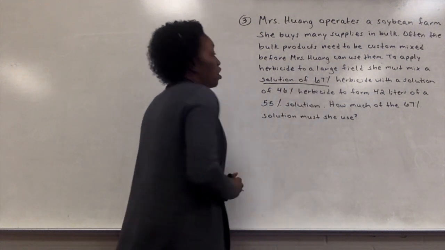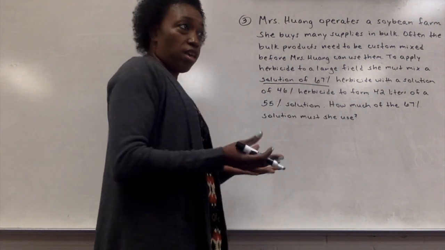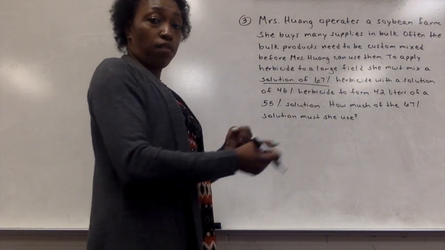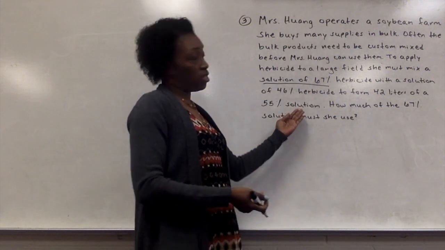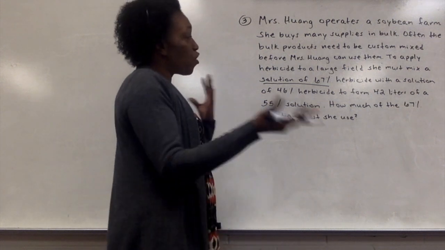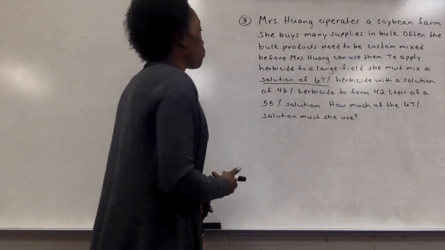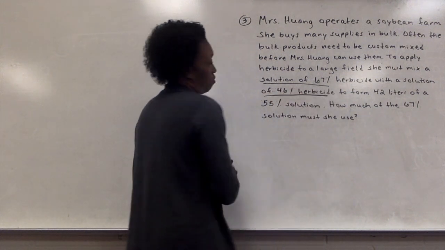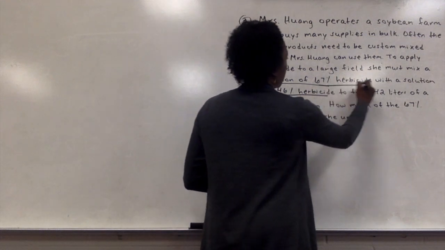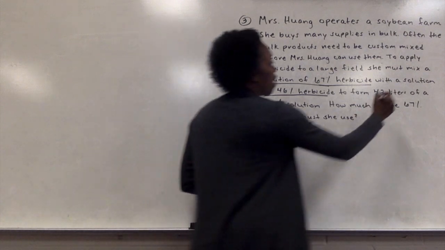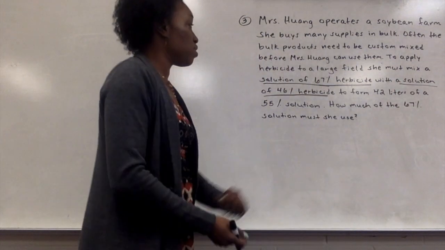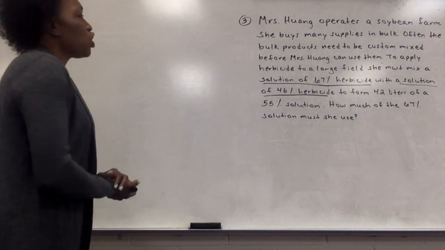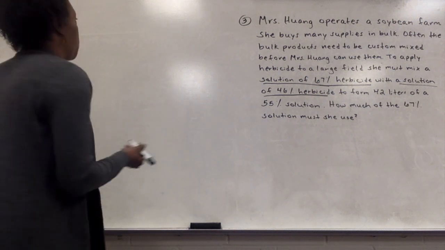So what a mixture is, is an amount of a certain solution added to an amount of another solution to then create something new, basically. So we're going to first begin by mixing two things together. And I'm going to underline these two things. So we have a solution containing 67% herbicide, and we have another solution containing 46% herbicide. Now what I'm going to do over here to the side is show how it's going to be set up.